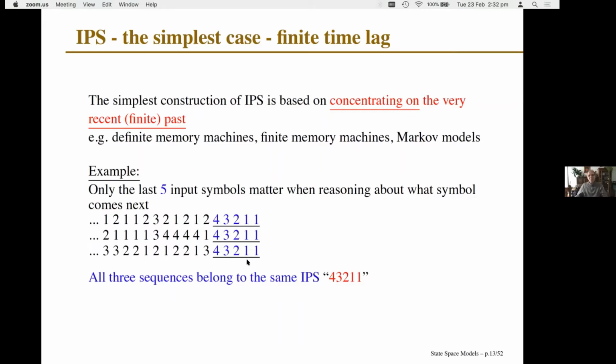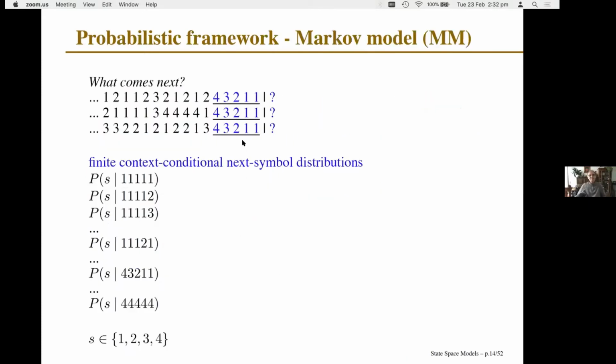Simply, this is an information processing state that I can call 43211, based on the suffix. So you can see it's a big equivalence class of all possible sequences that finish like this. The problem with this is that it is a very good idea, but first you need to know how long your memory should be. Why should it be 5th order? Why not 10th? Why not 1st? And that's the first question.